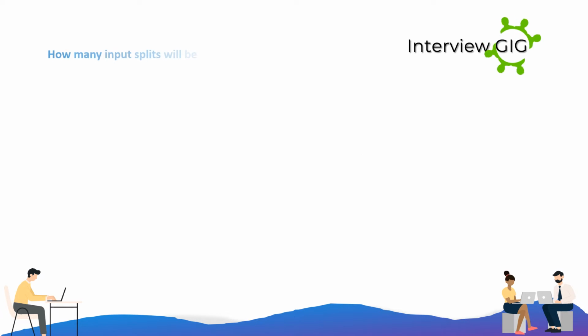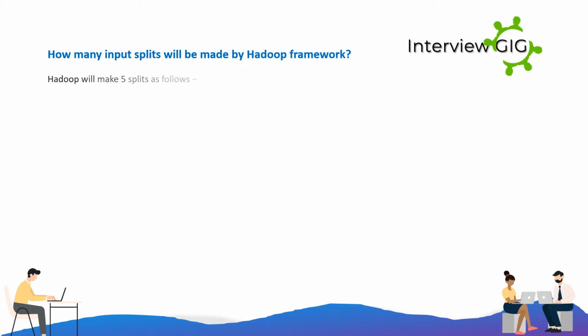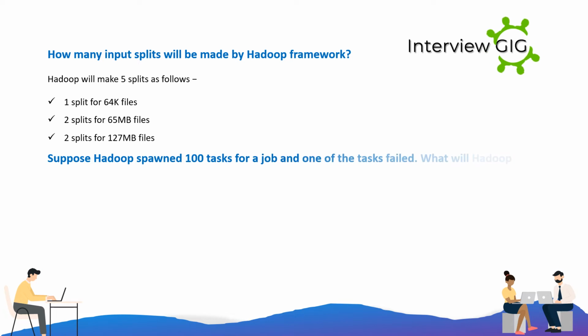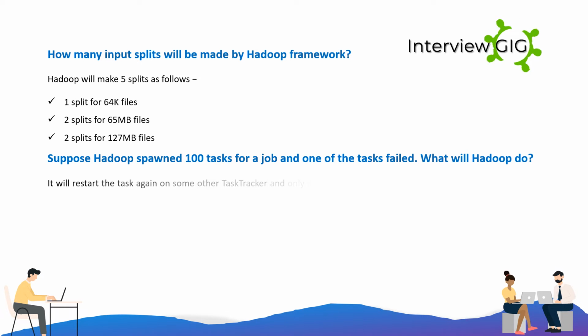How many input splits will be made by Hadoop framework? Hadoop will make 5 splits as follows: 1 split for 64K files. 2 splits for 65 megabytes files. 2 splits for 127 megabytes files.